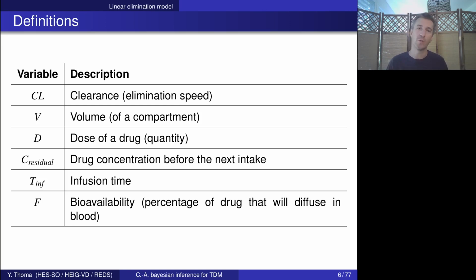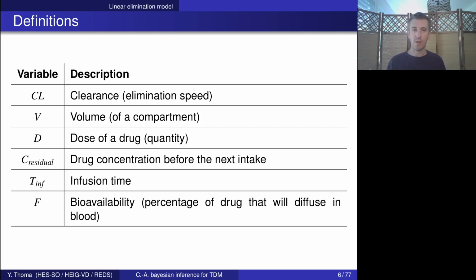So at what rate we eliminate the drug from the body. The volume is basically the volume of a compartment, so that could be the amount of blood we have in the body. We'll have the dose, which is how many milligrams or micrograms we will give of a specific drug.